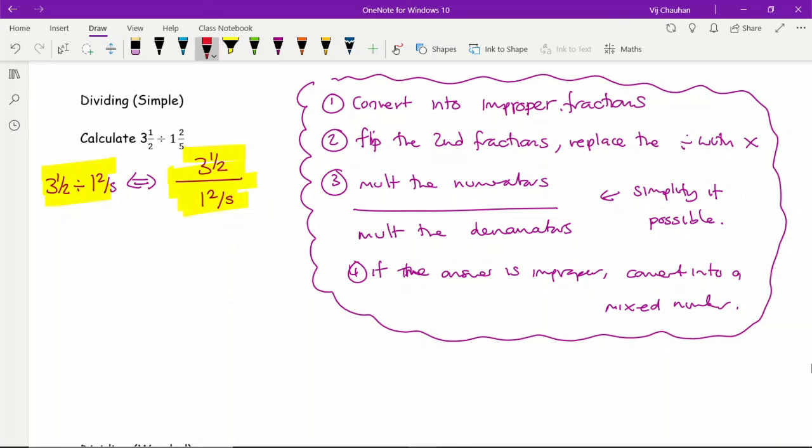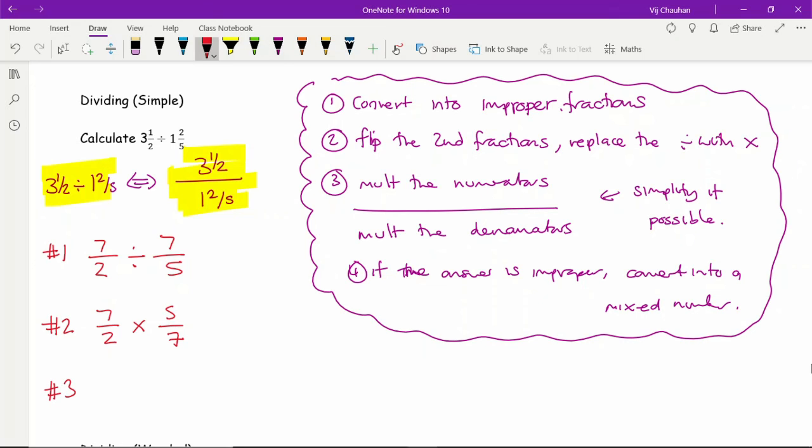So back to the question then. The first thing I want to do is convert these numbers into improper fractions. So I've got 3 times 2, which is 6, plus 1, which is 7, so it's 7 over 2, divided by 1 times 5, which is 5, plus 2, which is 7 over 5. What I then need to do is flip the second fraction, so that becomes 5 over 7, and replace the division symbol with a multiply, and we've got this.